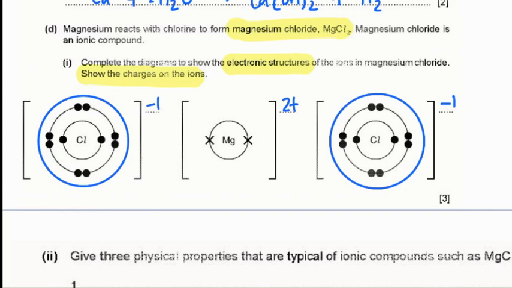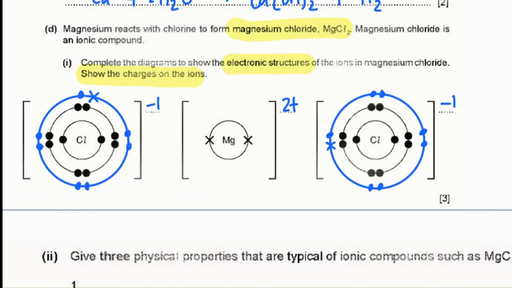Now we know that chloride has 1, 2, 3, 4, 5, 6, 7 of its own in its outer shell, and it's picked up 1 from the magnesium. And again, this one is also the same, 7 in its outer shell, and it's picked up 1 from the magnesium. Don't worry about where you put those X's, it really doesn't matter.